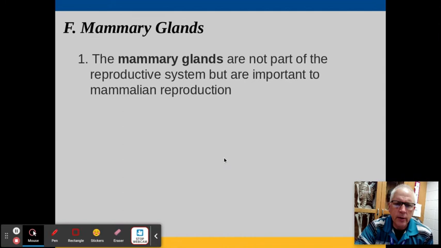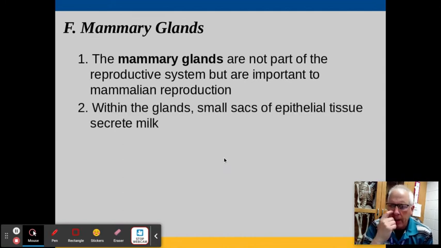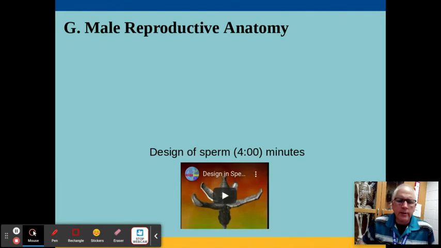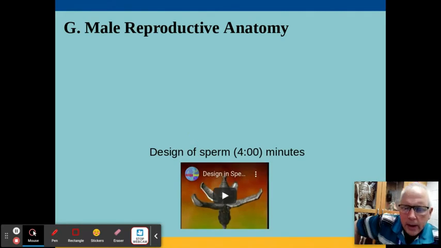All right, mammary glands are also part of the female system. Obviously, during pregnancy, breast milk comes in, and that's going to feed and nourish that baby. All right. Okay, so that's kind of the female system.